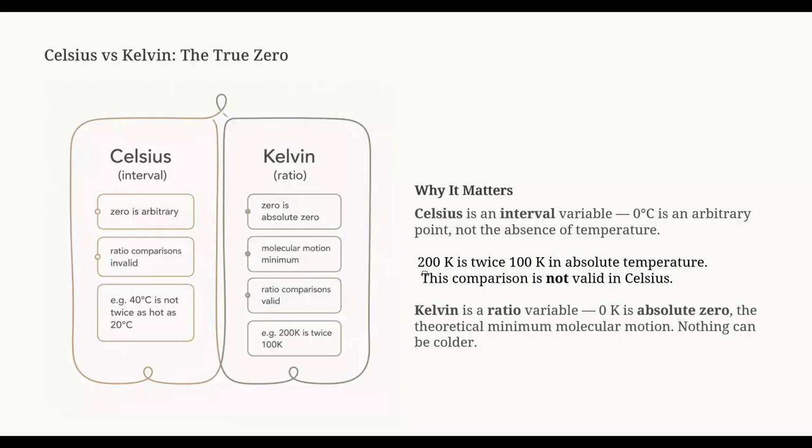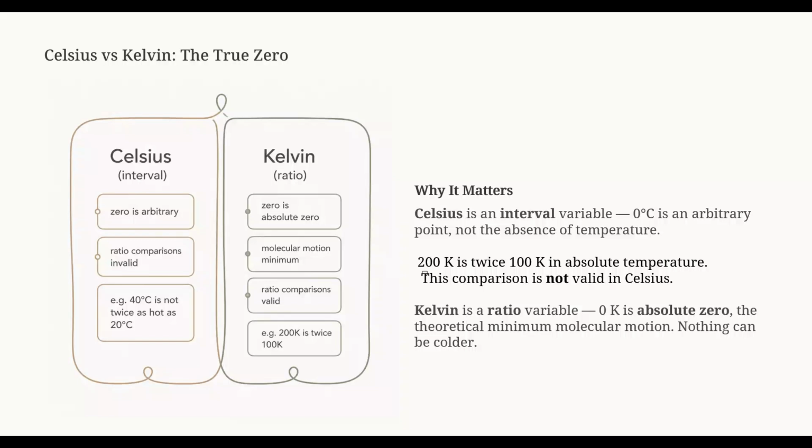Why? The answer lies in the fact that 0 Kelvin represents absolute zero, the theoretical point where molecular motion reaches its minimum possible state. Nothing can be colder than absolute zero. Since Kelvin has a genuine starting point, ratio comparison becomes meaningful.